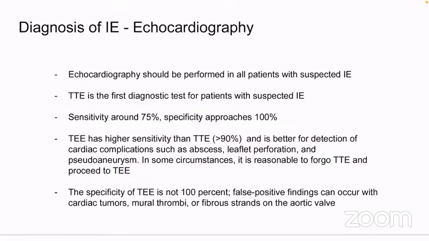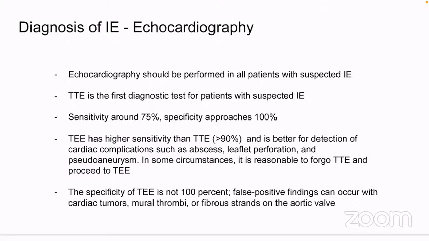So for diagnosis of infective endocarditis, the first test should be transthoracic echo. It should be performed in all patients with suspected infective endocarditis. The sensitivity is around 75%, and specificity approaches 100%. TEE has higher sensitivity than TTE, with more than 90% sensitivity, and is better for detection of cardiac complications such as abscess, leaflet perforation, and pseudoaneurysm.